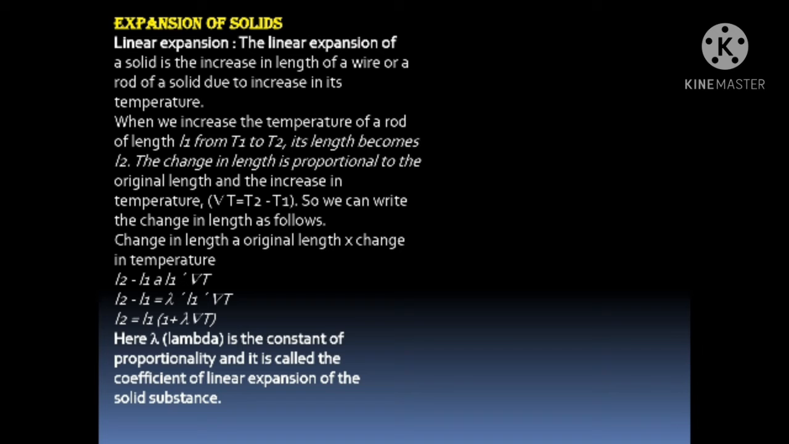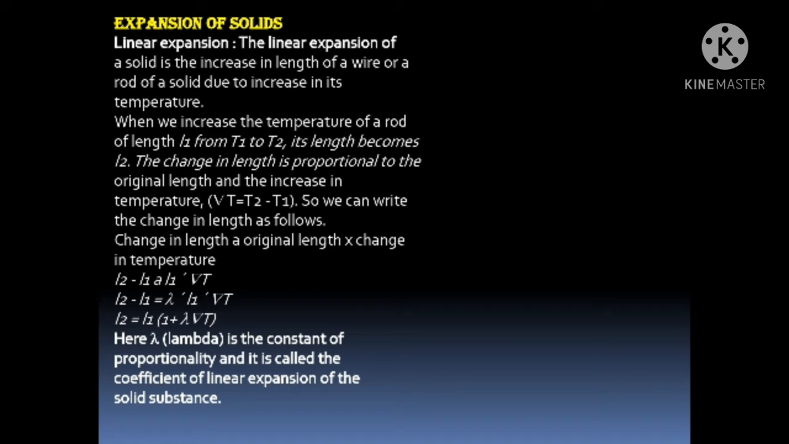So what did we assume before? Change in length was L2 minus L1. Understanding, students? First length was L1. After expansion we got L2. So L2 minus L1 will be the change in length, and delta T the change in temperature. Now change in length is proportional to original length, which is L1, and change in temperature. So we got the equation: L2 minus L1 is proportional to L1 multiplied by delta T.